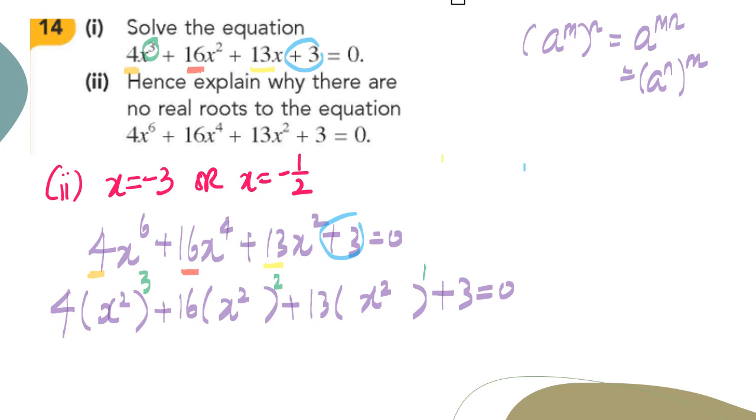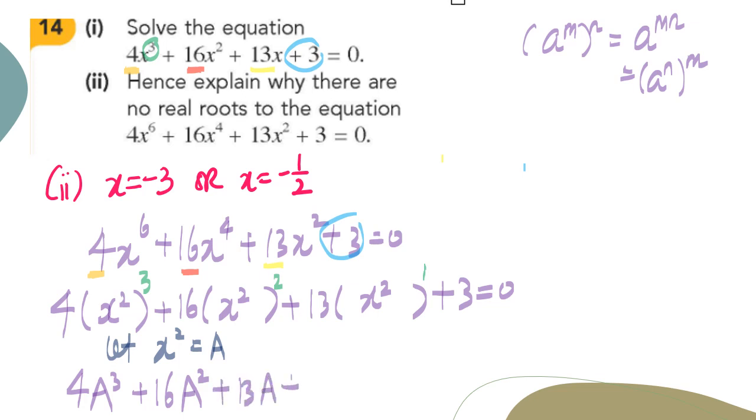Okay, the next step is I am going to use the substitution method. I'm going to let x squared equal a. I'm going to replace x squared with the letter a. And let's see what happens to your equation. You would get 4a cubed plus 16a squared plus 13a plus 3 equals 0. So can you see now that what we have obtained here is the equation that we were given in Part 1.